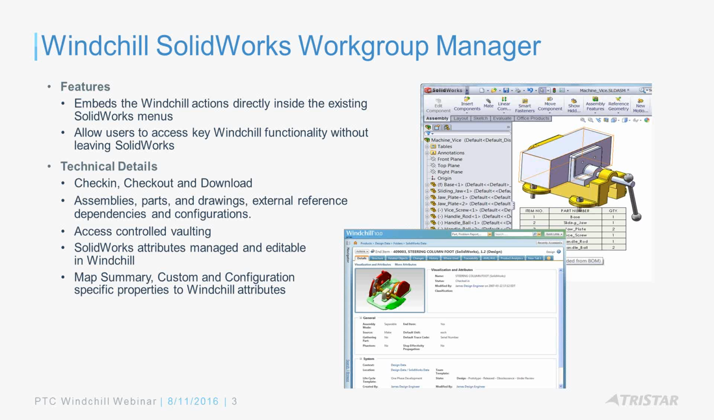So if your assembly in SolidWorks has hundreds of parts and they're all missing, someone forgot to put in or key in an attribute value for some of the parts, you can actually enter those values within Windchill without having to open the SolidWorks and edit that attribute one by one.